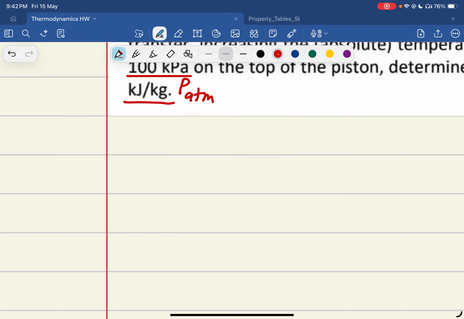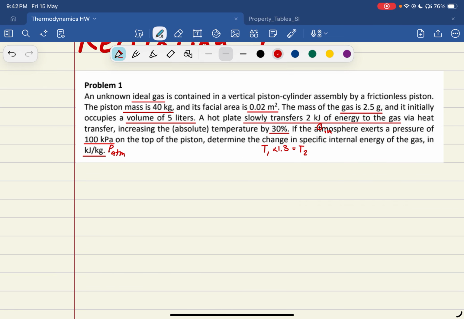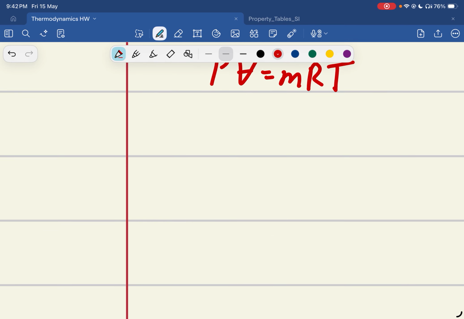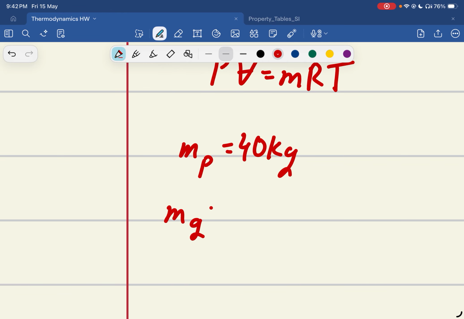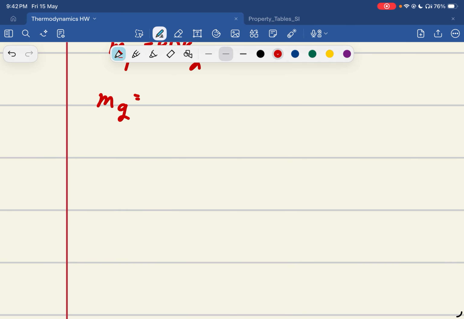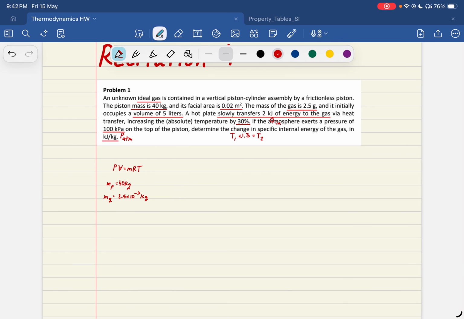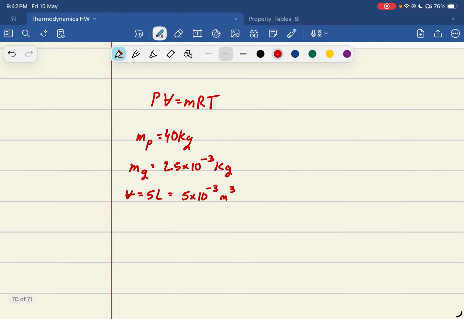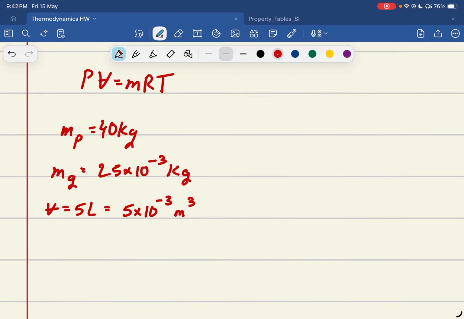in kilojoules per kilogram. Okay, so we know it's an ideal gas, so we know that PV equals mRT is applied, and we know that the mass of the piston, so m_p equals 40 kilograms, the mass of the gas is 2.5 grams, and that would be just 2.5 times 10 to the negative 3 kilograms, and we know that the volume is 5 liters, and that is just 5 times 10 to the negative 3 meters cubed.